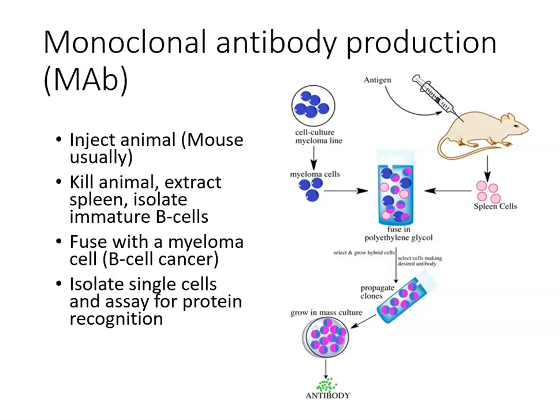And then we grow them up and we take the supernatants, the liquid medium that those cells are being grown in, and we assay that medium for the presence of antibodies that recognize protein A, and we can do that by ELISA type technology.